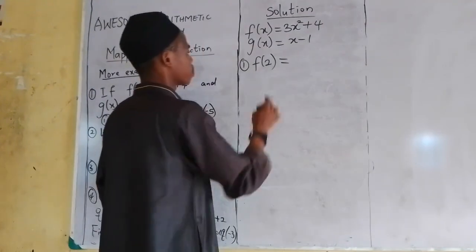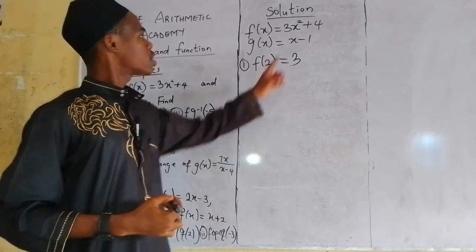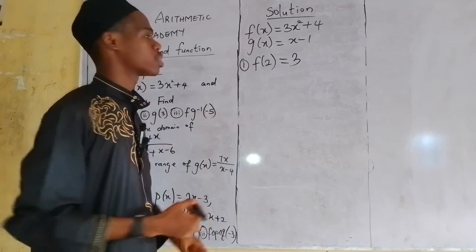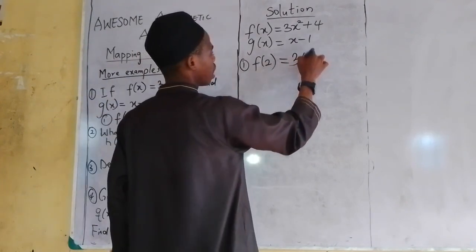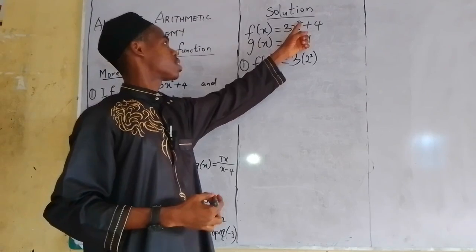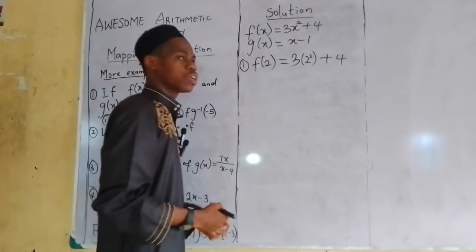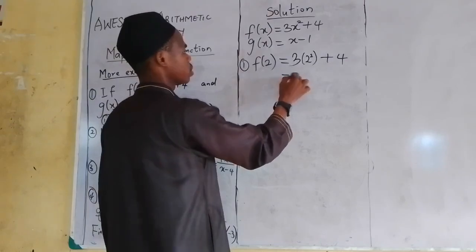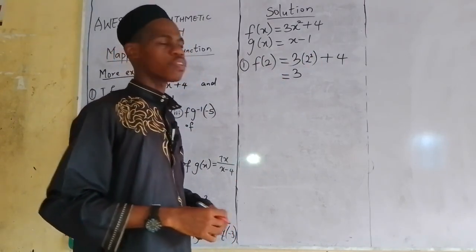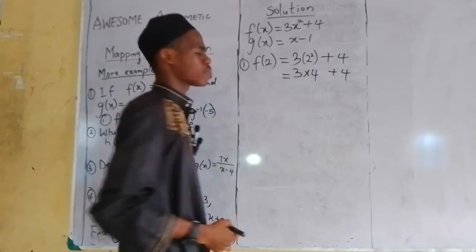This will be f of 2. This term will still be there. Then instead of writing this x, I will use 2 to replace it, which means I will have 3 times 2 squared, because the x is taking the square here, plus the 4 that was still here. Now we check this. 2 squared means 2 times 2, which is 4. So I'm having 3 times 4 plus 4.